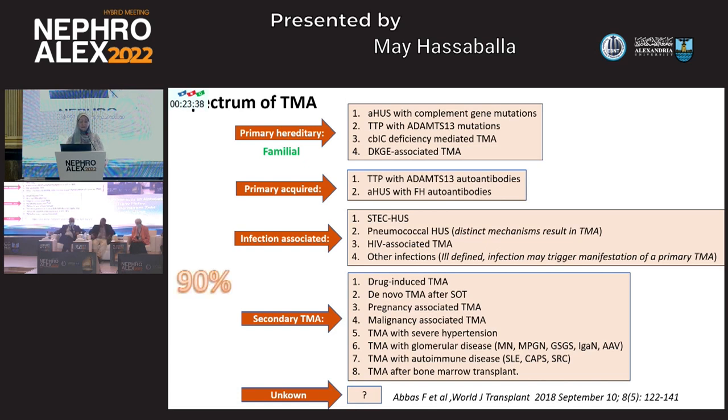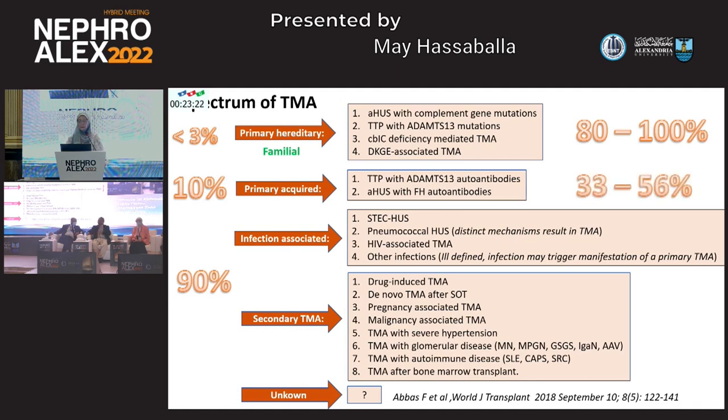If you look at the incidence, the secondary is 90% of the cases, the primary acquired is 10%, and the primary hereditary is less than 3%. In spite of that, the recurrence rate after transplantation is 80 to 100% in the primary hereditary and 33 to 56% in the acquired, whereas in the secondary causes, the recurrence is negligible. So that's why this is the one which is of most concern to us.